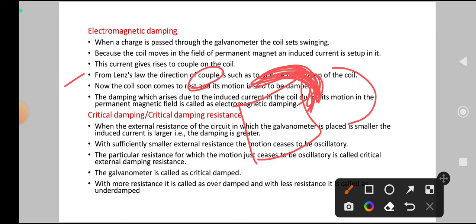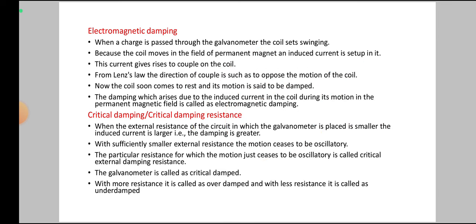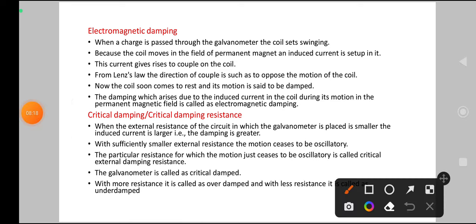When it is swinging in this direction, the couple can act opposite to it. Suppose it is swinging like this, then the couple acts opposite to it. Acting opposite is simply Lenz's law only. The Lenz's law video is also uploaded. Please watch it. Just type Lenz's law, and there you can understand.